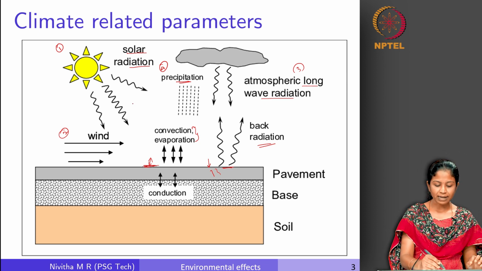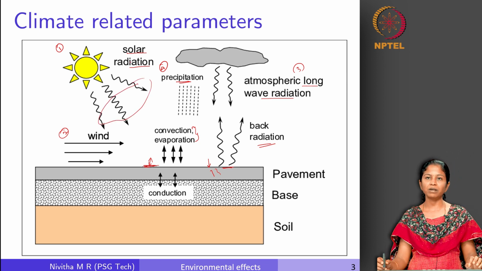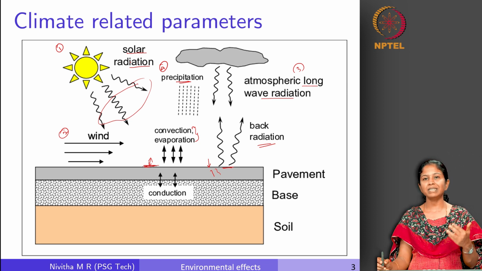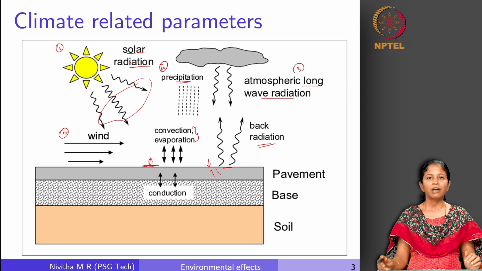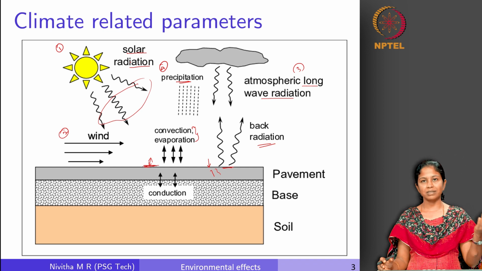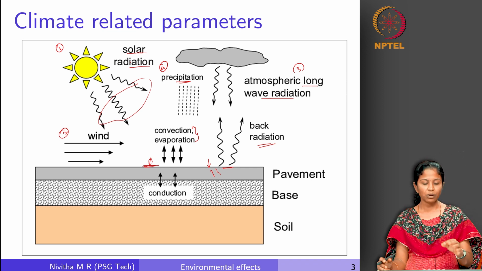One we can say is the cloud cover. Let us say there is a given amount of solar radiation. How much of this solar radiation, what percentage of this solar radiation reaches the pavement surface, that again is influenced by the cloud cover. If we have a higher cloud cover, this proportion is going to be less, right. So, cloud cover is another parameter.